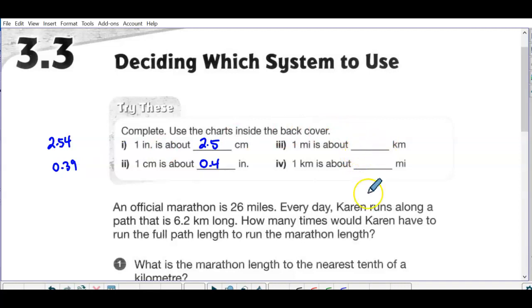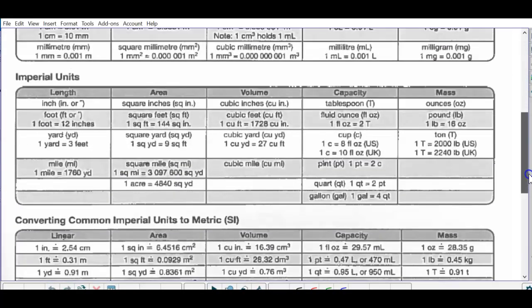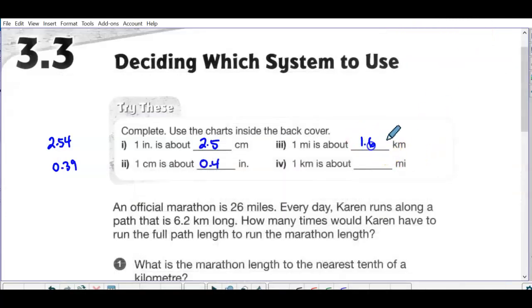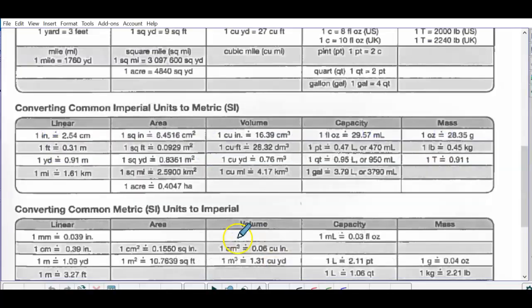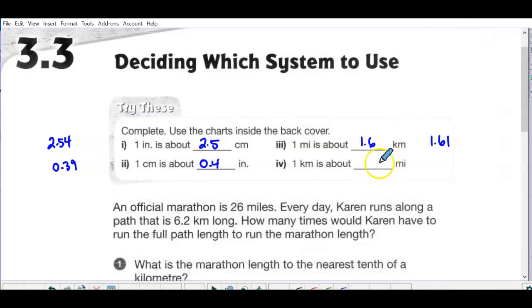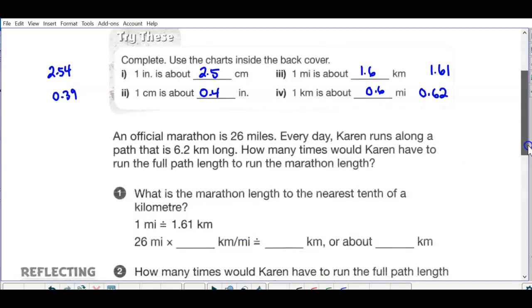1 mile is about how many kilometers? I'm going to need to look at that, so I don't know it off the top of my head. So we want to look at imperial. 1 mile is about 1.6. So we go to 2 decimal places. So 1.6, really we are going to use 1.61. And 1 kilometer, so we go here, metric to imperial, 1 kilometer is 0.62, is what we'll use. So the estimates are kind of good, but really we'll be doing mostly complete calculations.